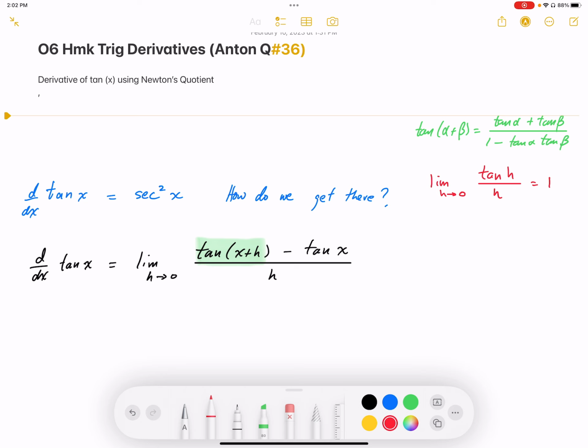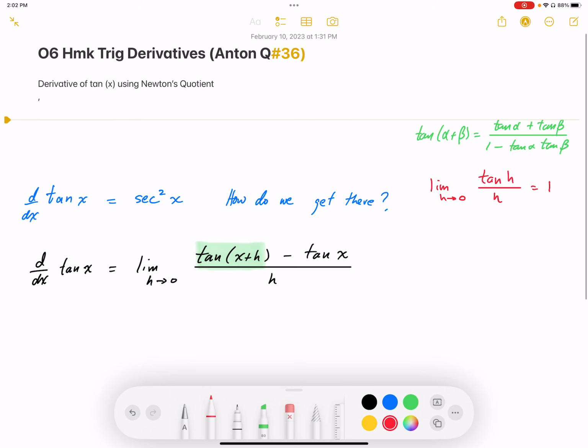Now, to do this, we need a couple things. We need to have an identity for tan of alpha plus beta. So I've written that up there in green. We're going to replace that tan of x plus h, and we're going to use an identity to be able to tease out a tan x out of there. That will allow us to simplify that minus tan x in the numerator.